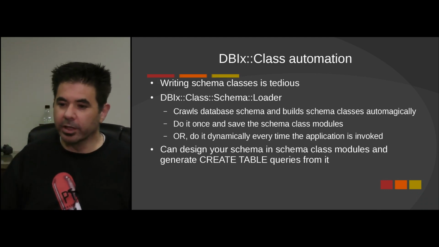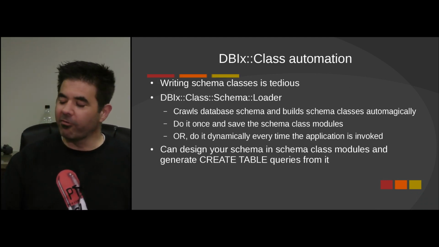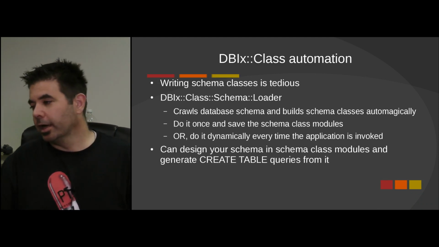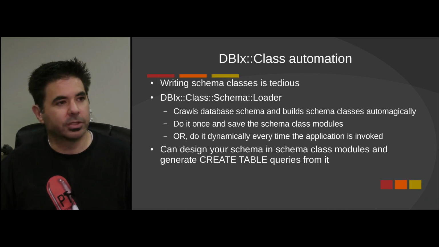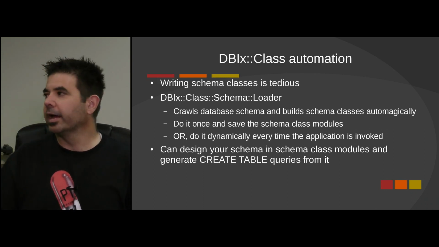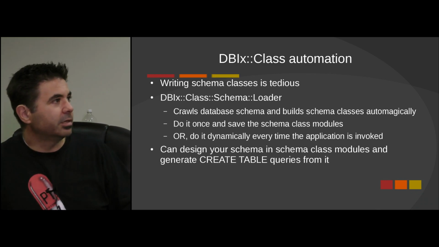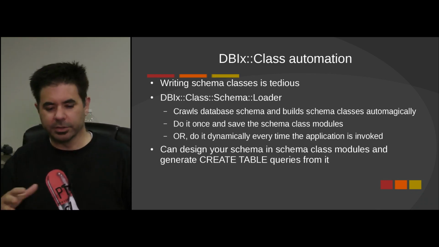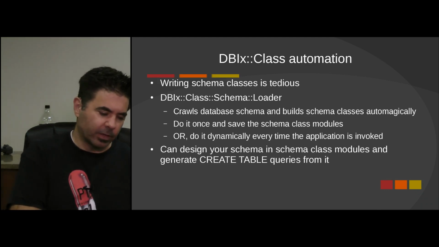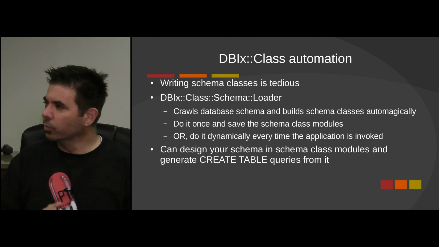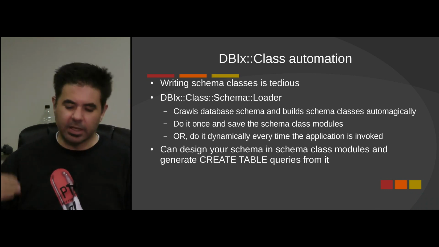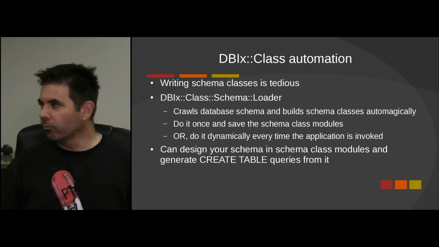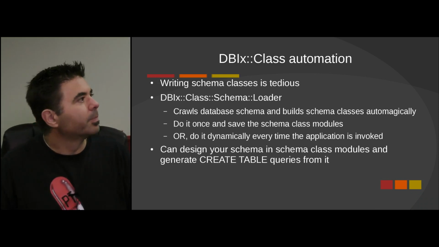You have the option of doing it once and creating the .pm files for all your classes, or you can do it dynamically, so that every time you fire up your application, it goes out and creates your schema classes on the fly, in memory. That's kind of nice because then you don't have to worry about whether the classes you're using are out of date with the database. If the database is getting schema changes, you don't have to worry about that. But the downside is you have more startup overhead doing that.